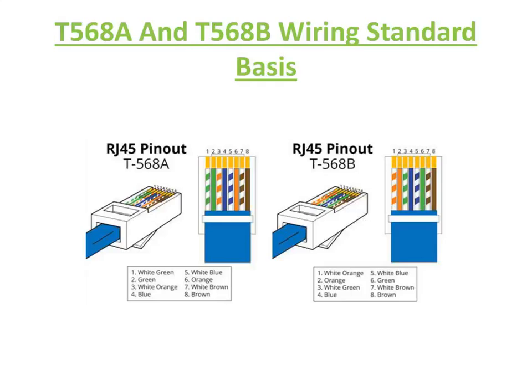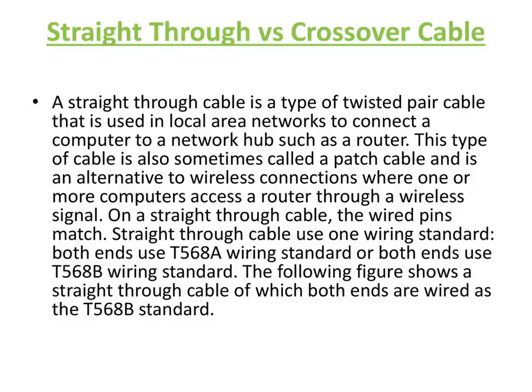Conclusion on straight-through vs crossover cables. Straight-through and crossover cables are wired differently from each other. One easy way to tell what you have is to look at the order of the colored wires inside the RJ45 connector. If the order of the wires is the same on both ends, then you have a straight-through cable. If not, then it's most likely a crossover cable or was wired wrong. At present, the straight-through cable is much more popular than crossover cable and is widely used by people.